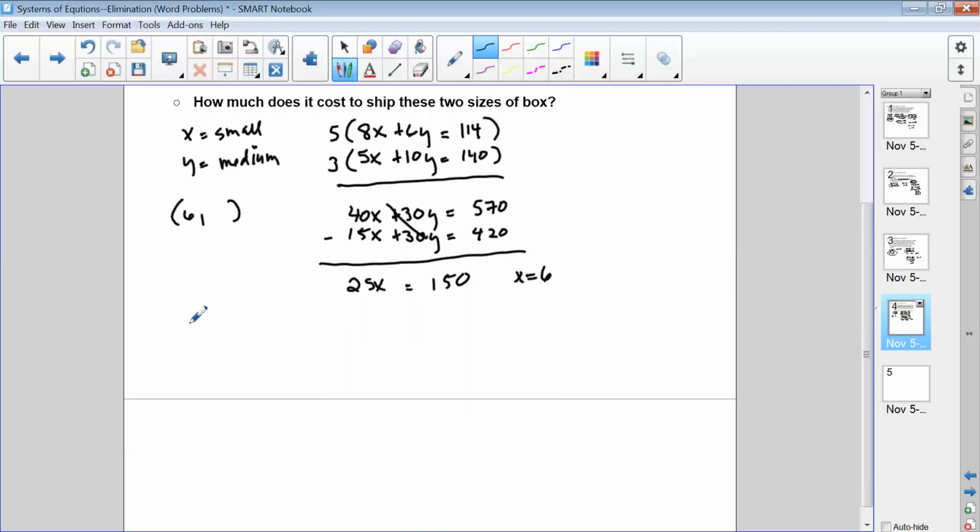I just get to pick, so I'll go to the top equation. 8 times 6 plus 6 times y is equal to 114. So that would be 48 plus 6y is equal to 114. Take 114, subtract 48, and you get 66. So 6y is equal to 66. Divide both sides by 6, you get y is 11. So it costs $11 to ship the medium box.